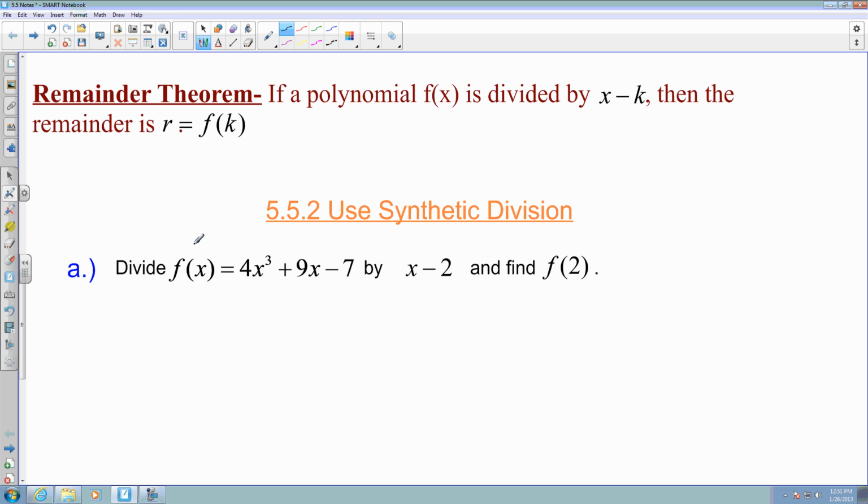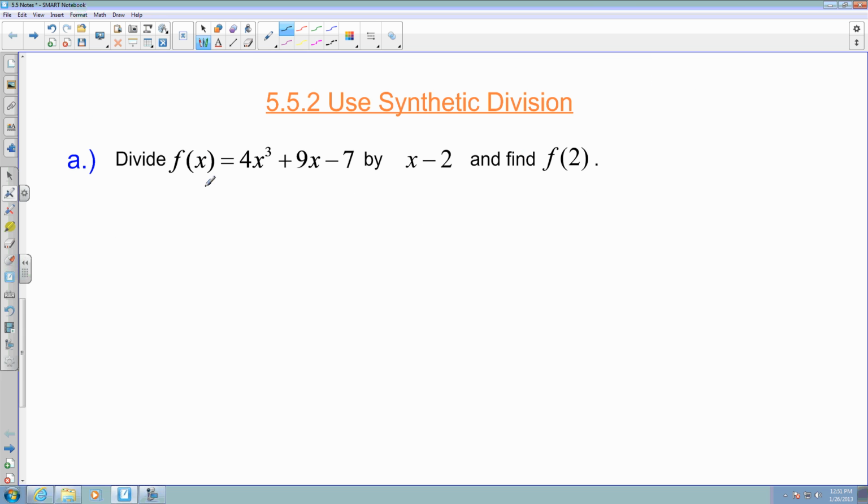The other thing they talk about is the remainder theorem, and they say if a polynomial f of x is divided by x minus k, then you can use the remainder as r equals f of k. So here's basically what that means. If you're taking a polynomial and dividing it by a value that just has a variable to the first degree, you can use synthetic division.